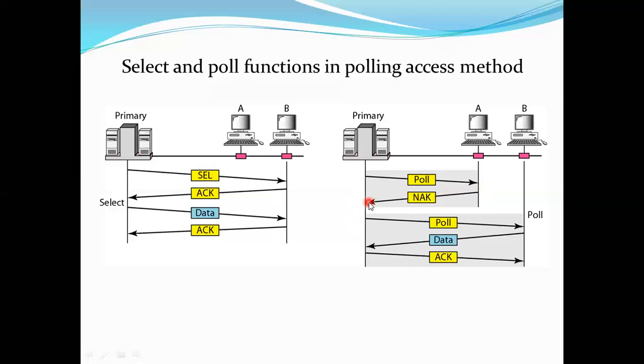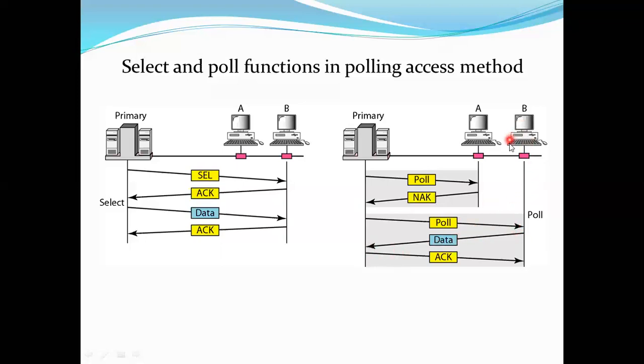Now, whenever the primary receives the negative acknowledgement from a station, it thinks that there is no data to be sent from that particular station. So immediately it generates the poll again. That poll is sent to another station, which in this case is station B. This poll contains the address of station B. Now the poll reaches station B. Suppose it has data to be sent, then it directly transmits the data.